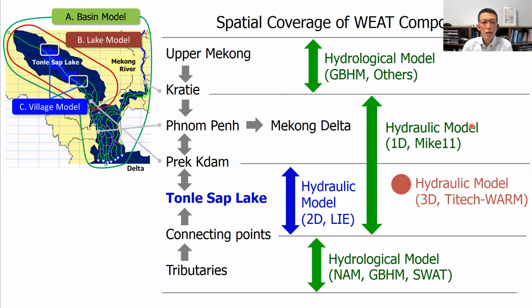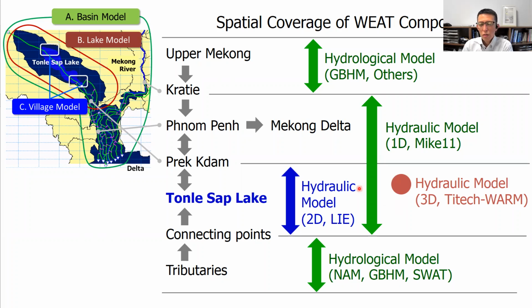The next slide shows you the detailed spatial coverage of each component. The green one is the so-called basin model, including the Mekong River and Tonle Sap part. And then this blue part is covered by the 2D model, and the 3D model is at one location within the lake.